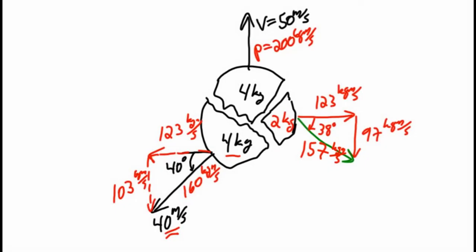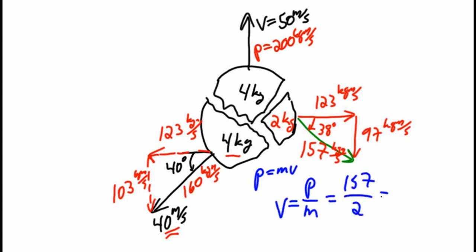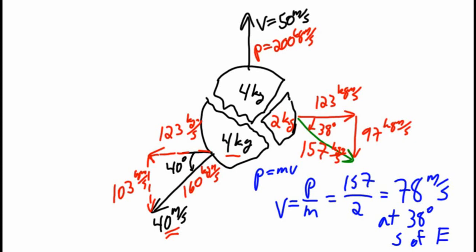So we have one last thing we're going to have to do, and that's to say that since momentum is mass times velocity, that velocity is momentum divided by mass. And so we can take our 157 and divide it by 2. And so we get, right? So around 78 meters per second at, and we're really careful to say 38 degrees south of east. And hopefully I didn't make a mistake there. Are we agreeing on the numbers here?